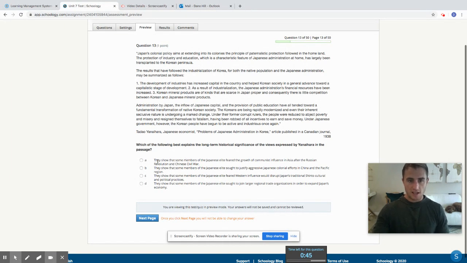And then it says, A, they show some members of the Japanese elite feared the growth of communist influence. Japan did fear the growth of communist influence, but that's not depicted in the stimulus. They show that some members of the Japanese elite sought to justify aggressive Japanese colonial efforts in China and the Pacific region. And that's exactly it right there. So that is B on that one. Next page.